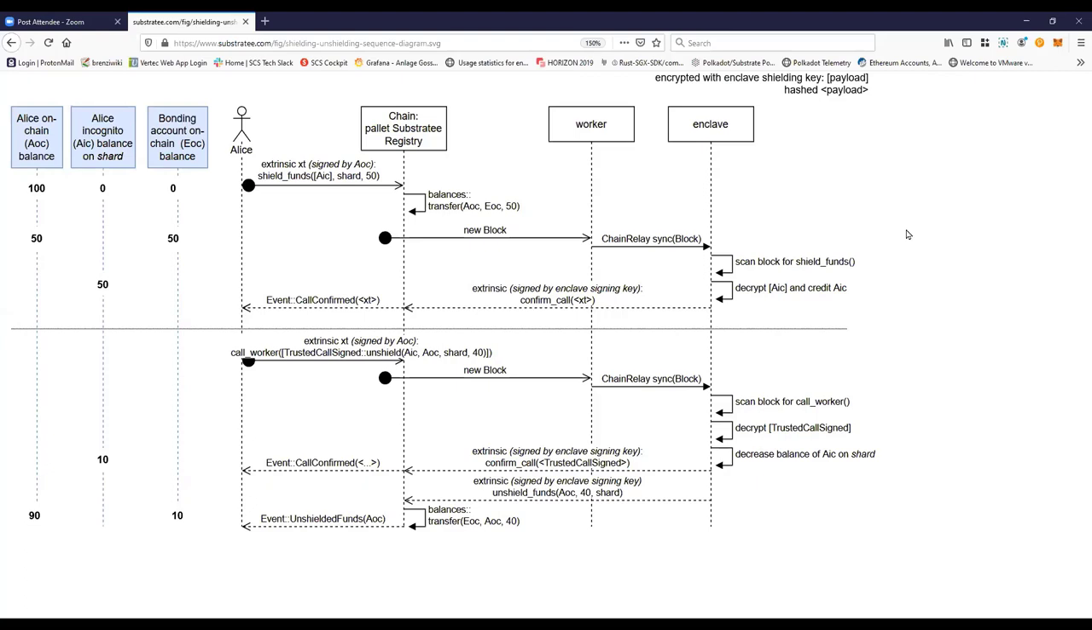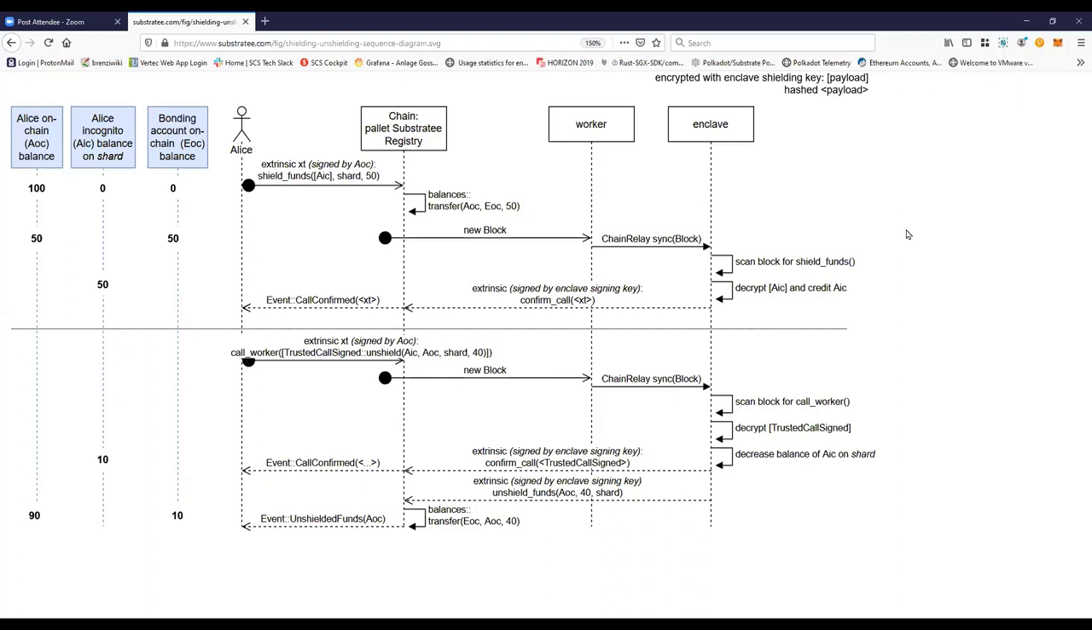Now she wants to do unshielding. So she calls the worker, and that's now, again, an opaque call. So the SubstraTEE pallet does nothing more than just feed it through, proxy it. It's opaque. It just forwards the payload. It doesn't know what this is about. It's just bytes. It's a binary blob. That's it.